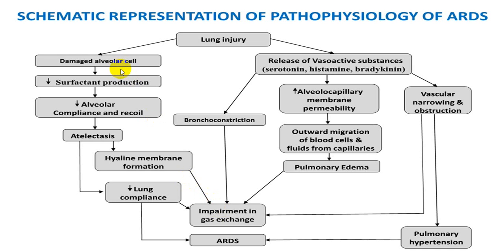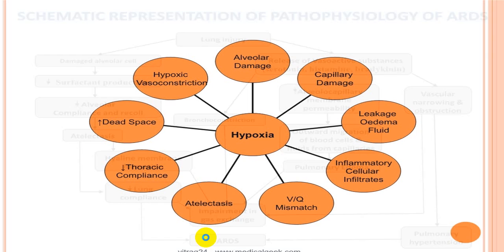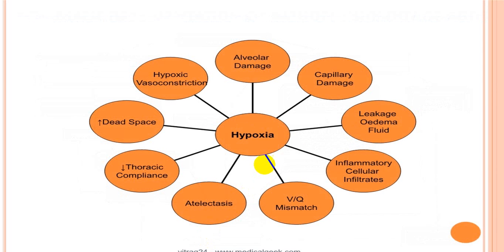Because of damage to alveolar cells, surfactant production is reduced and compliance is reduced. It will produce atelectasis, hyaline membrane formation, and decreased lung compliance, and secondary to decreased lung compliance, impaired gas exchange, and also production of ARDS. So there are multiple different mechanisms given, and hypoxia can be because of all these different mechanisms. We call it alveolar damage, diffuse alveolar damage, capillary damage, leakage of edema fluid, inflammatory cell infiltration, VQ mismatch, atelectasis, decreased thoracic compliance, increased dead space, hypoxic vasoconstriction, etc. All these multiple mechanisms end up with severe refractory hypoxia.